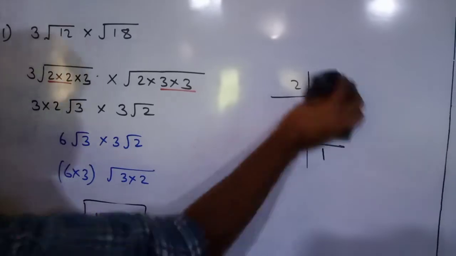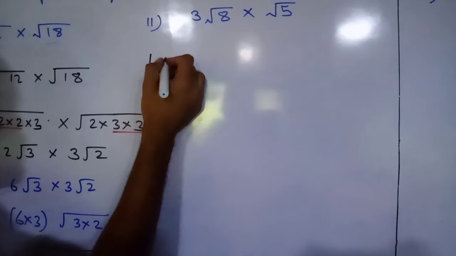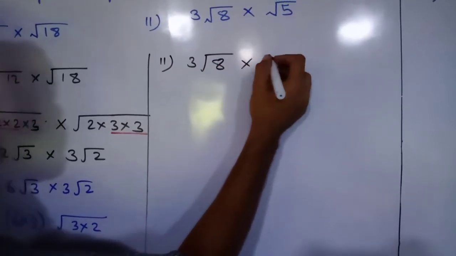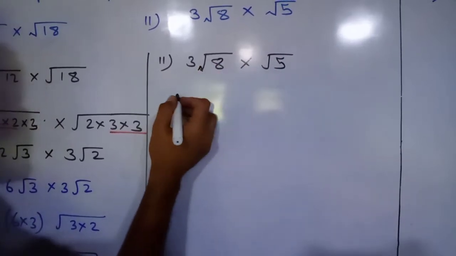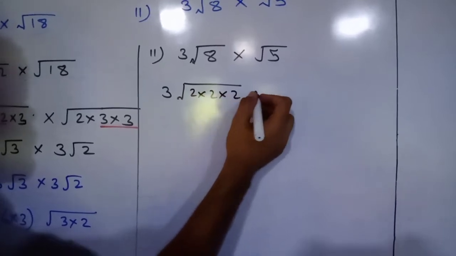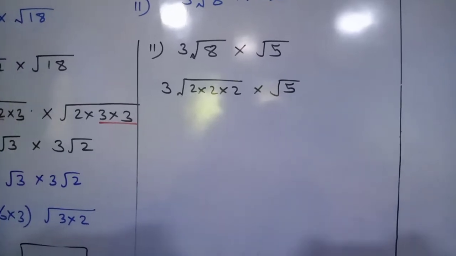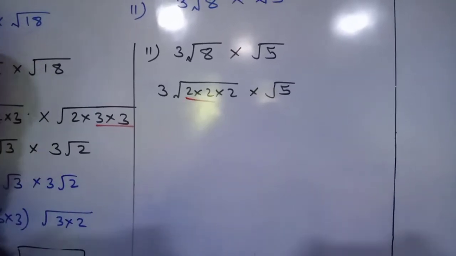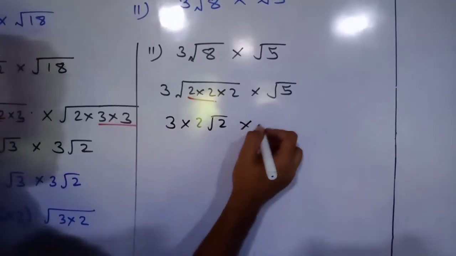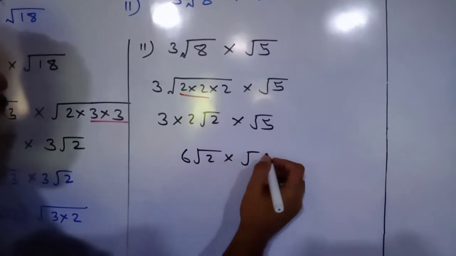Now the question number 2. First write down the question. 3 root 8 into 5 root. The orders are the same. Can we write 2 2s are 4, 2 4s are 8, and root 5 as it is. Because the order is 2, make the pair of 2, so we can take this out. It will become 3 into 2 within the root 2 and root 5. 2 3s are 6, root 2 into root 5.